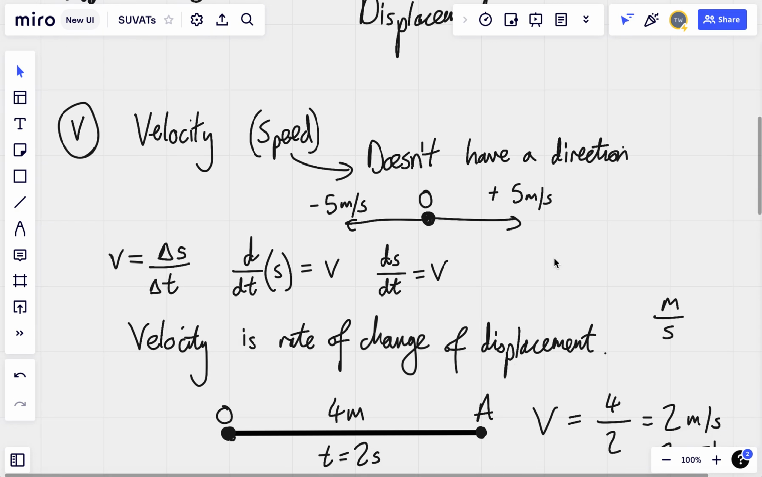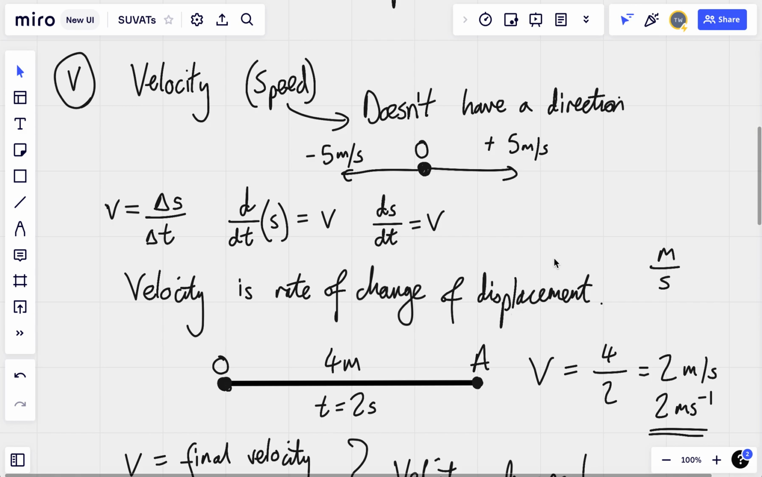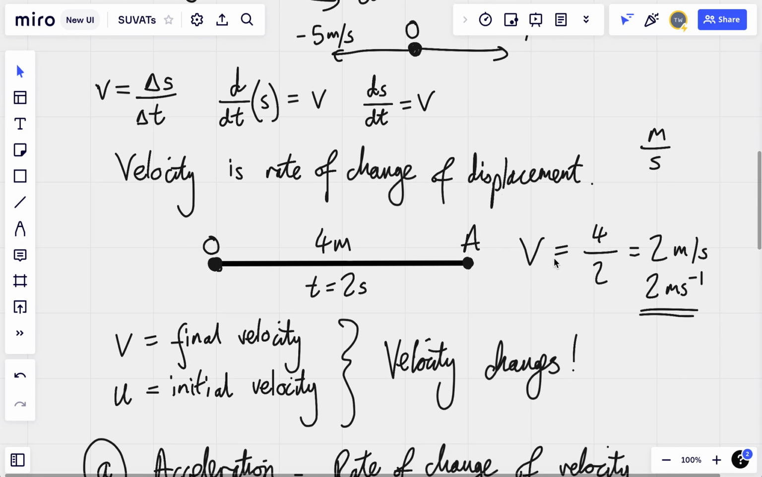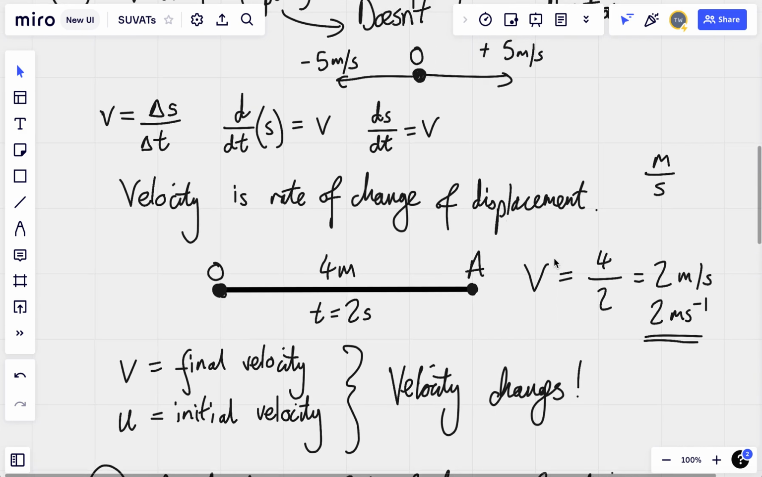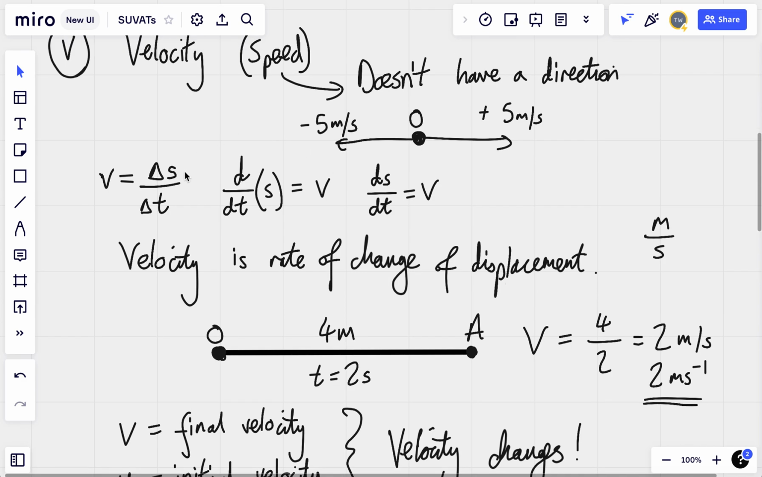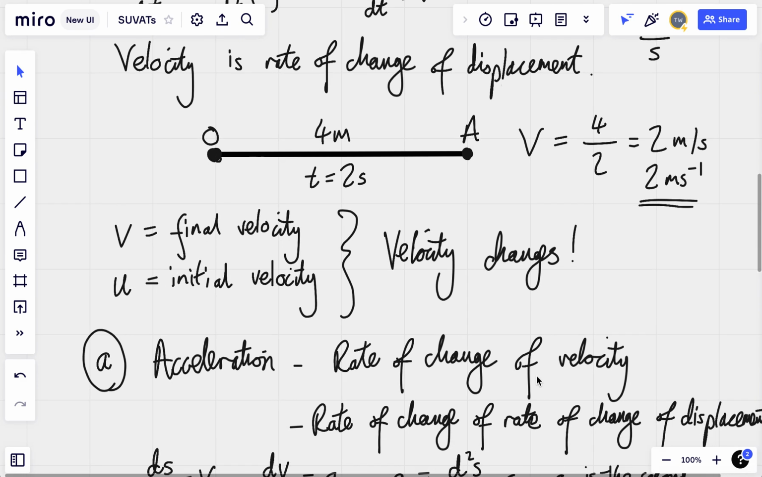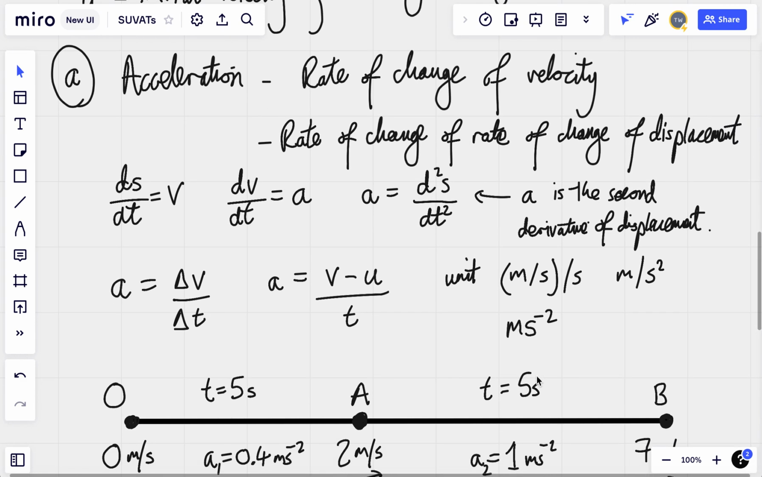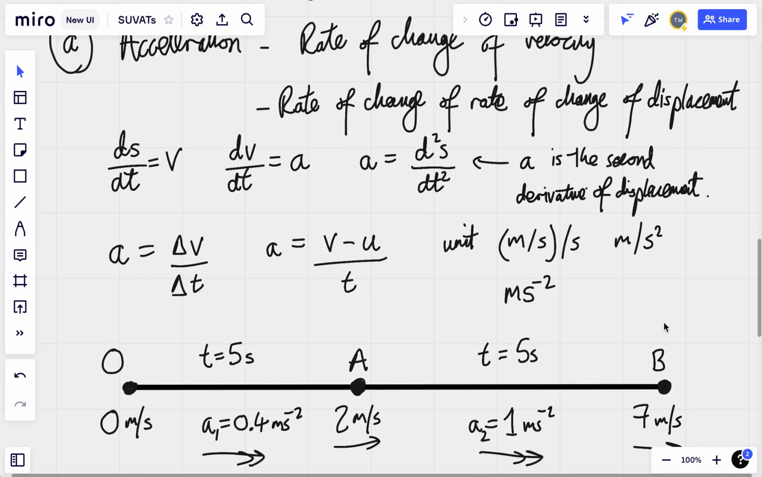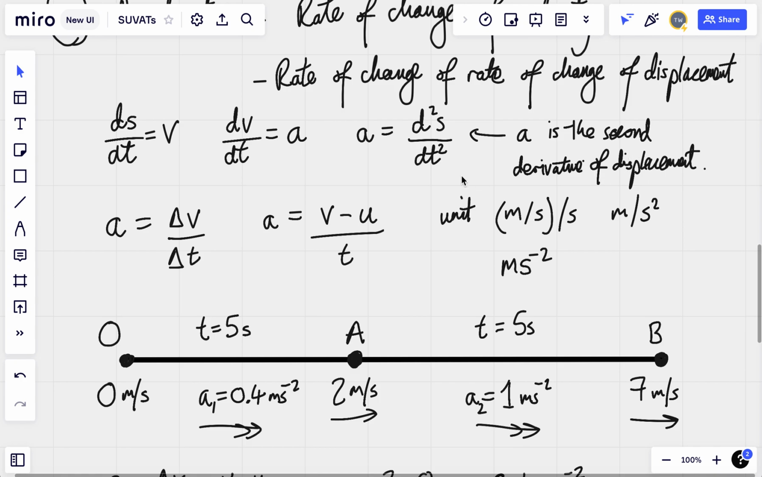Velocity is different to speed. Velocity has a direction, and we can work out our velocity using the change in displacement over time. We have final velocity and initial velocity, which are given as u and v. Acceleration is the rate of change of velocity. Remember where that comes from: we can think about it from a calculus point of view, or from a more straightforward change of velocity over change in time point of view.